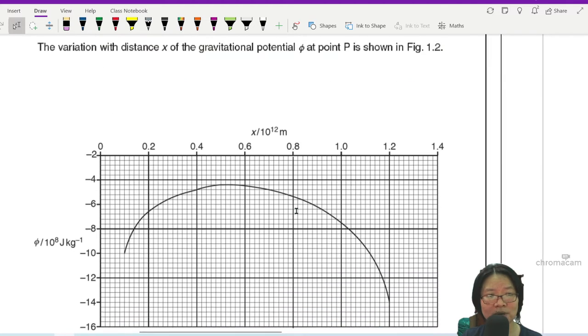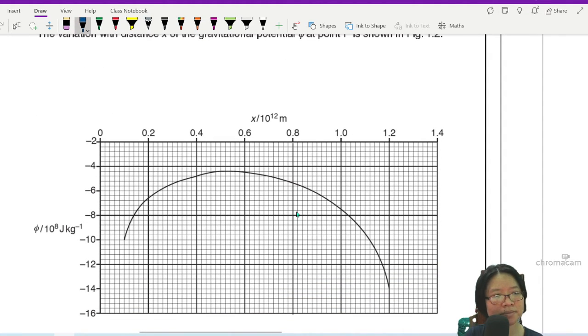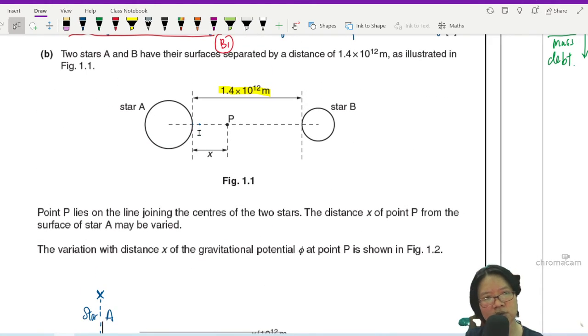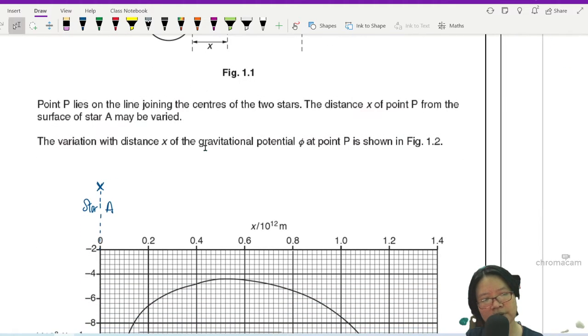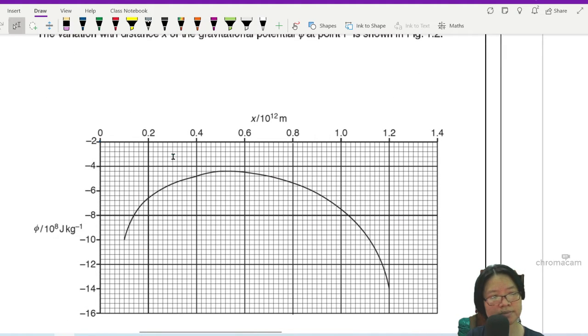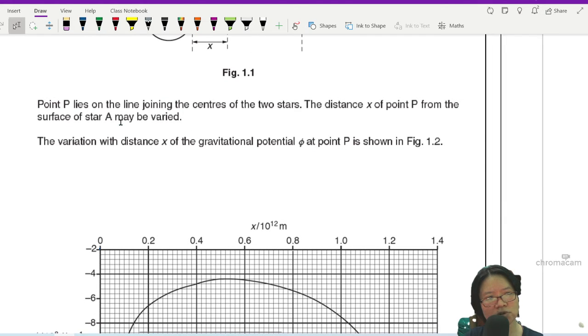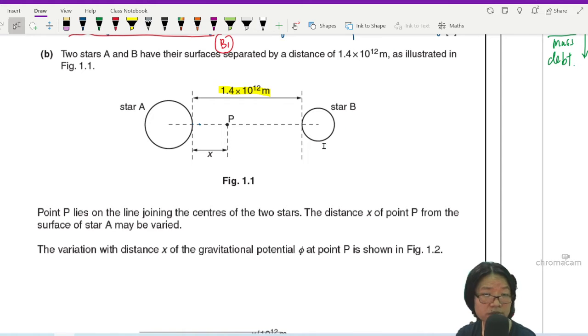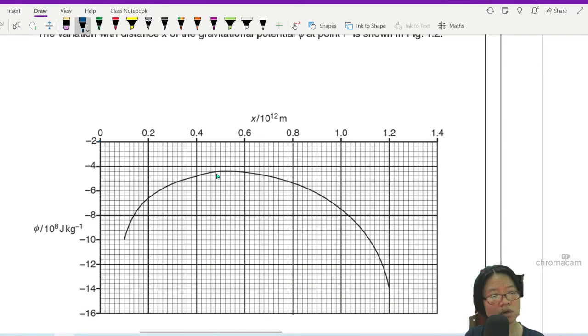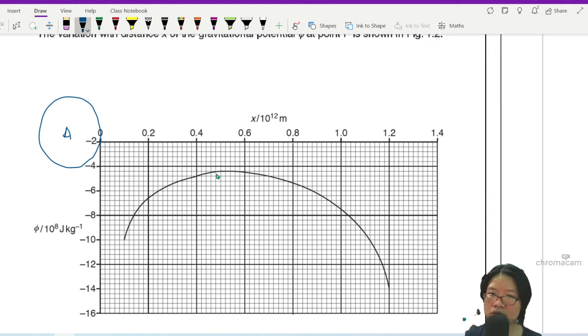Okay, so what I'm saying is star A is here, or at least the center of star A is here. The center of mass of star A is here. And star B, hey, no, wait, this is 1.4. So we measure x from the surface. So this is the surface of star A. Okay, no matter. This x is from the surface of star A. So we're measuring from surface to surface. Okay, sure, no problem. So star A is here, and star B is here.